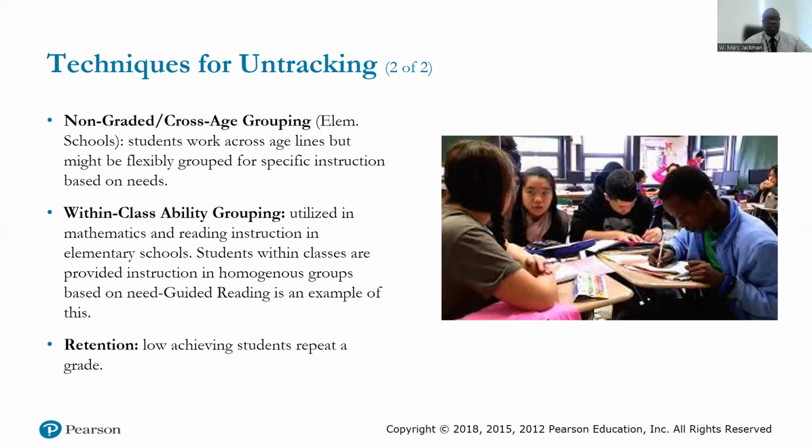Further techniques for untracking: non-graded and cross-age grouping. Students work across age lines, but this might be flexible, allowing for flexibility in terms of their group for specific instruction based on their particular needs. So if a particular weakness is identified, they can be placed in non-graded cross-age groupings. Within class ability groupings can be utilized in mathematics and reading instruction. Within the class, different groups are provided based on the need for guided reading and so on. You may have three or four groups in a class, and you deal with them accordingly.